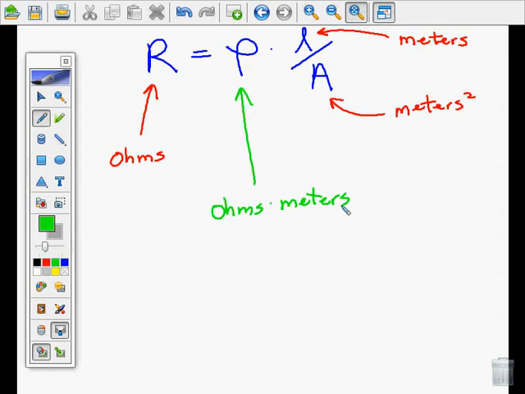Notice meters divided by meters squared, you're going to have a meter in the denominator, and that's going to cancel out with this meter, and then you're left with ohms. You see now, Tom? Yeah.